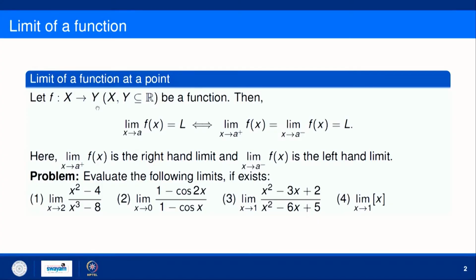So, if we talk about the limit of a function at a point, what does it mean? Let f from X to Y, where X and Y are subsets of R, be a function. We are taking only a one variable function here. Then limit x tends to a f(x) equals L if and only if limit x tends to a plus f(x) equals limit x tends to a minus f(x) equals L. This basically means the right hand limit and the left hand limit are equal. So, let us try to understand this first, and then we will discuss a few examples.